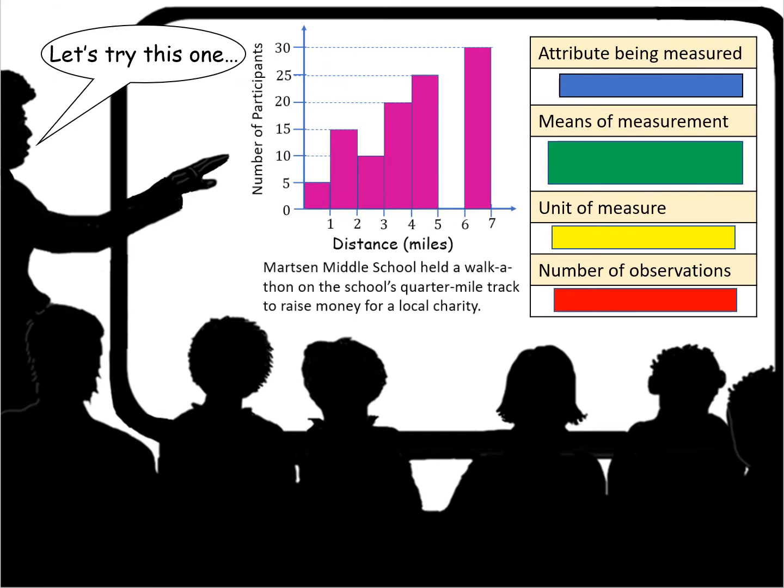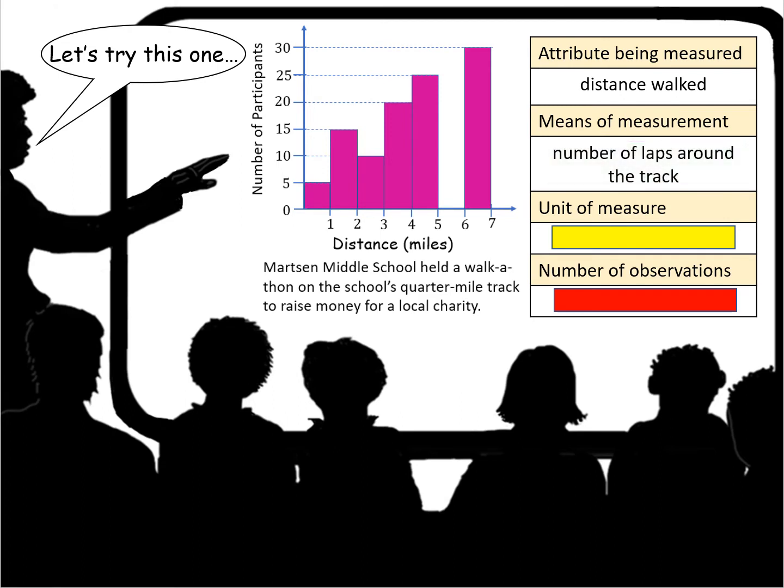Let's try this one. So we see a histogram here, and the problem states Martson Middle School held a walkathon on the school's quarter-mile track to raise money for a local charity. So that's what this data is displaying. The attribute being measured is the distance walked.